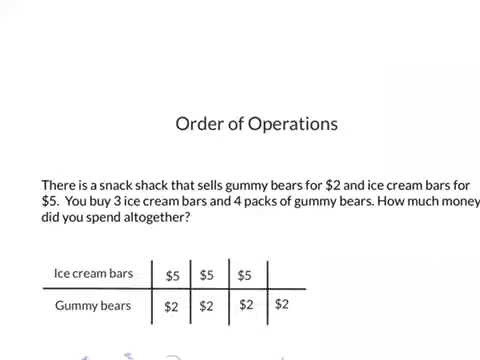So we can tell from this that the total amount of money that we spend on ice cream bars is 5 plus 5 plus 5, which is $15. And the gummy bears, it's 2, 4, 6, $8. So we know that altogether we spent $23.